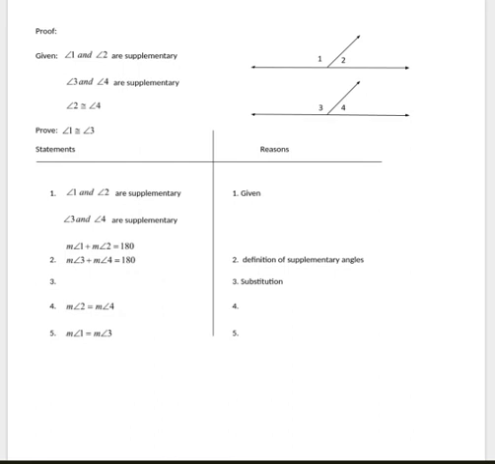We can use substitution to get the measure of angle 1 plus the measure of angle 2 equal to the measure of angle 3 plus the measure of angle 4, since both of those quantities were equal to 180. We can then use the last part of our given, that angle 2 is equal to angle 4, and that will allow us to subtract angle 2 and angle 4 from both sides, leaving us with angle 1 equal to angle 3. So that is a proof of theorem 2-7.